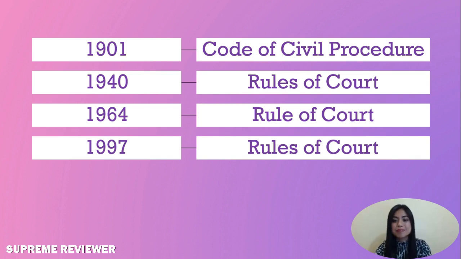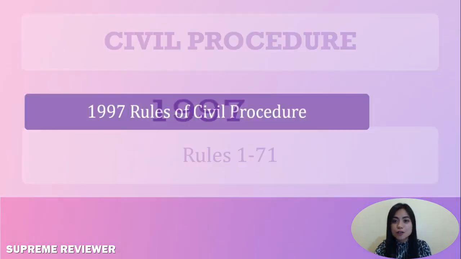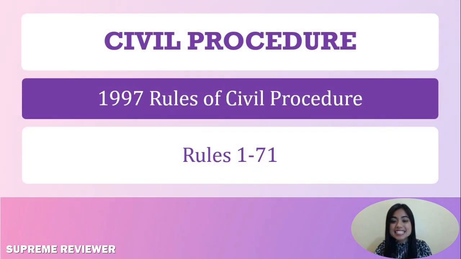This was superseded by the Rules of Court, which took effect on July 1, 1940, and then by the Rules of Court, which took effect on January 1, 1964, and finally, the present Rules of Court under Bar Matter number 803, which took effect on July 1, 1997. So again, the first part of the Rules of Court is the 1997 Rules of Civil Procedure. It covers Rule 1 to 71.